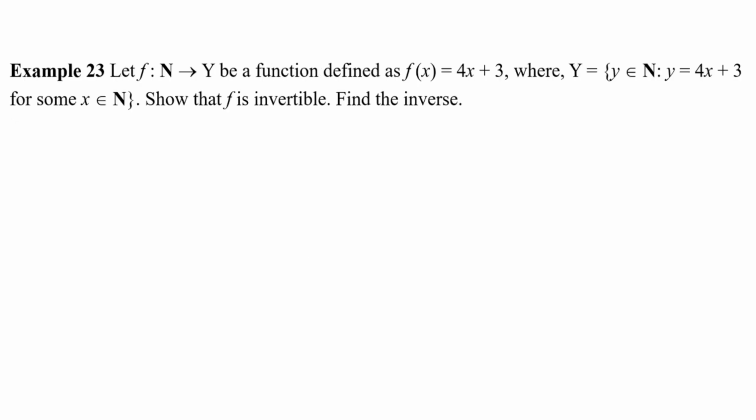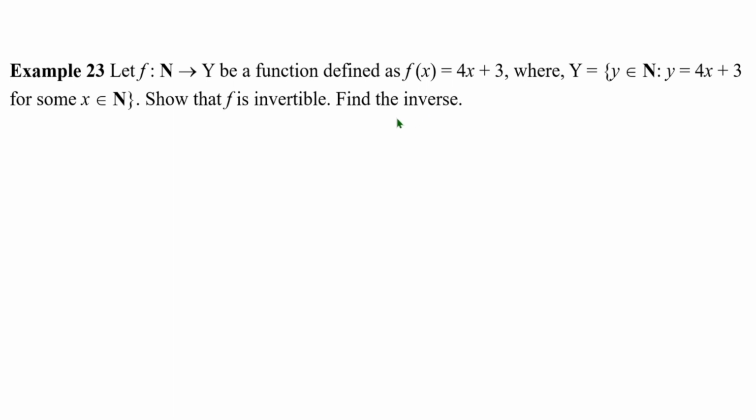Now we'll solve the example questions. In example 23, let f from the set N of natural numbers to the set Y be a function defined as f of x is equal to 4x plus 3, where Y is equal to the set of all y belongs to N such that y is equal to 4x plus 3 for some x belongs to N. Show that f is invertible, find the inverse.